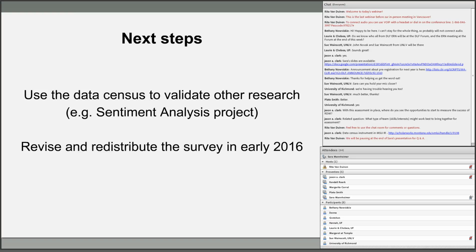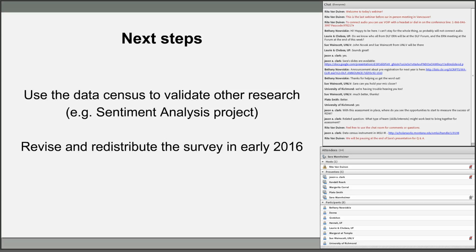For example, I'm working on a project using sentiment analysis to determine researchers' attitudes toward data sharing. And I think we're going to be able to take the disciplines we're analyzing on Twitter and compare them with the departments who answered our data census and see if the results validate each other. So that'll be really cool.